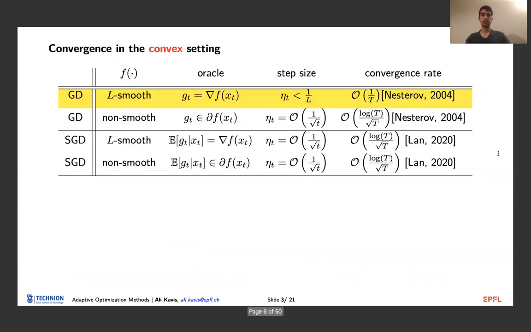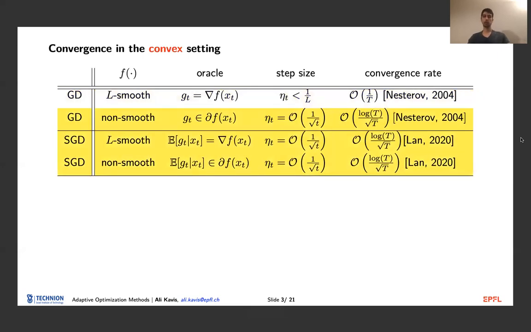Given those, let me talk about some standard rates for gradient descent and SGD for convex functions. Let's start with gradient descent. If our function is L-smooth, meaning its gradient is L-Lipschitz continuous, we can select a fixed step size, which is less than 1 over L. In that case, we can guarantee a convergence of 1 over T. But when our function is non-smooth, or when our gradients are stochastic, we need a decreasing step size, at a rate of 1 over square root of T. In that case, our rate deteriorates slightly and becomes log T over square root of T.